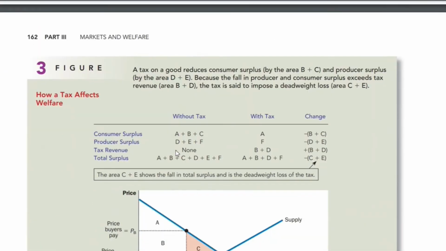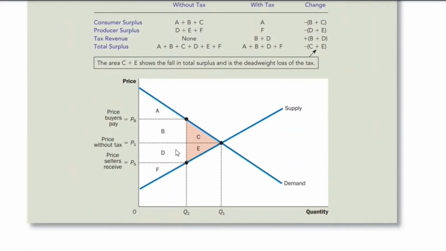Now, let us understand how tax affects welfare. Let us take a look at this diagram. As we all know, P1 is the price without tax and Q1 is the quantity. After the tax was imposed, the price paid by buyers rises to PB and the price received by sellers falls to PS. Now, we know that consumer surplus is the area which is above the price line but below the demand curve. Hence, initially, the consumer surplus was area A plus B plus C. However, after tax was imposed, it falls to only area A.